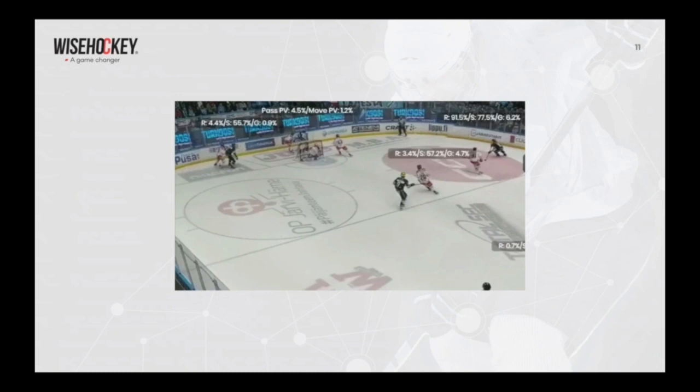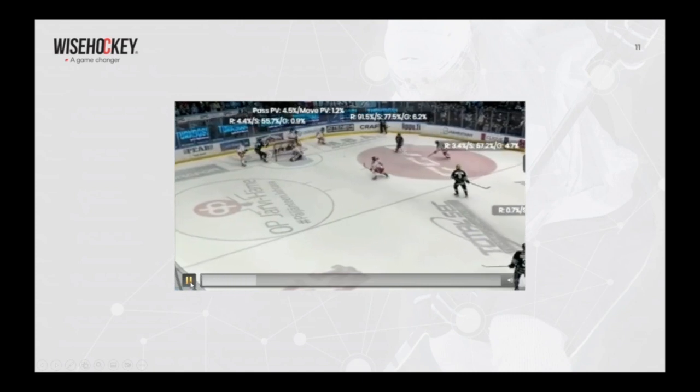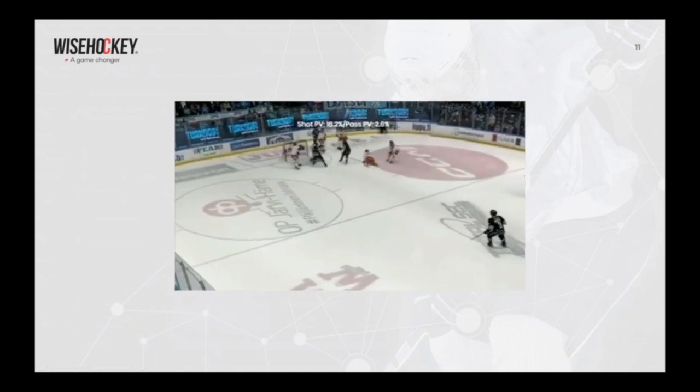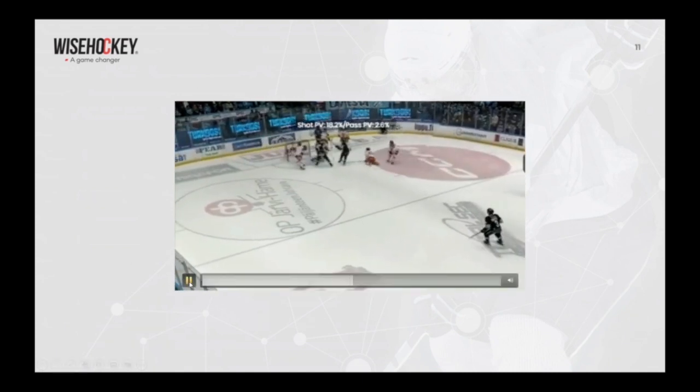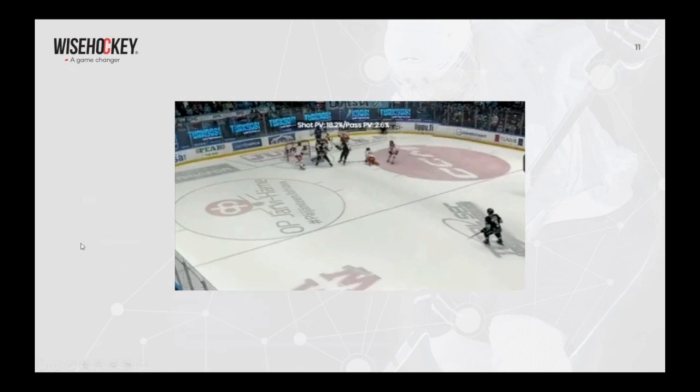Now here, the only really viable pass target is the player to the right, which is the player that eventually receives the pass, but the pass itself is really clever. Here, the player passes into space, and the resulting scoring chance is pretty high. The estimated probability of the shot is 18%, but the goalie saves it.